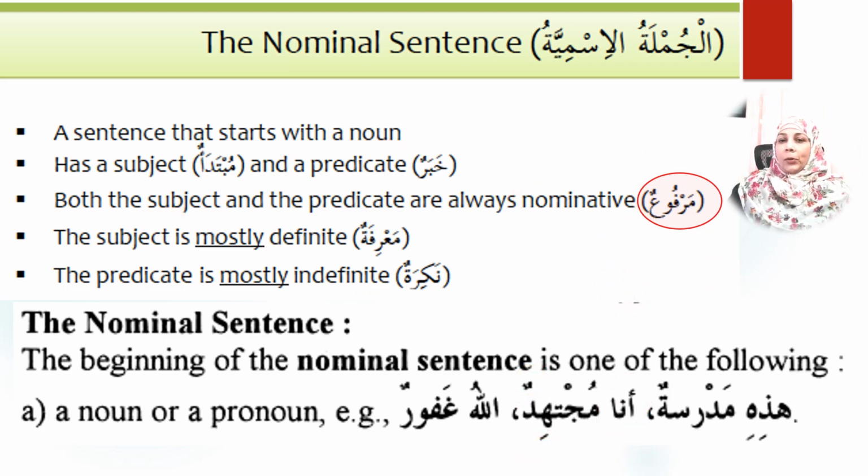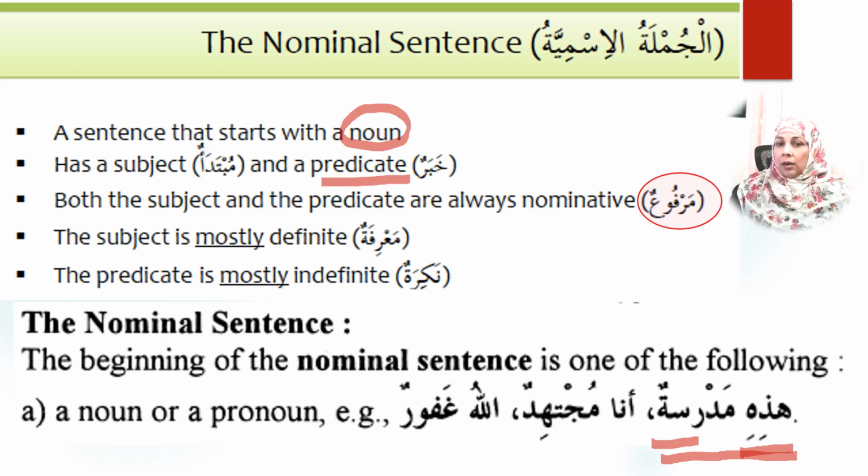So now let's look at this third sentence here. Hadhihi madrasatun. It means this is a school. So here the sentence starts with hadhihi, which is a demonstrative pronoun. So it is a noun. So here the mubtada is hadhihi, which is this, and the khabar is madrasatun. So that is the predicate because it gives news about this.